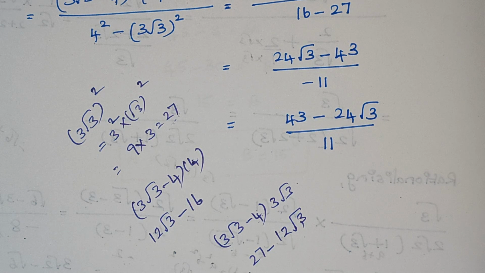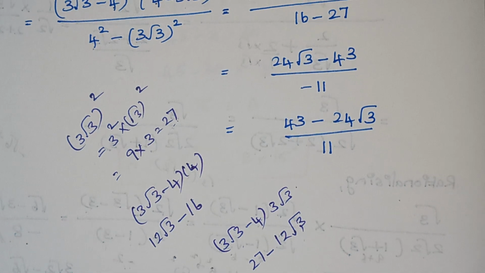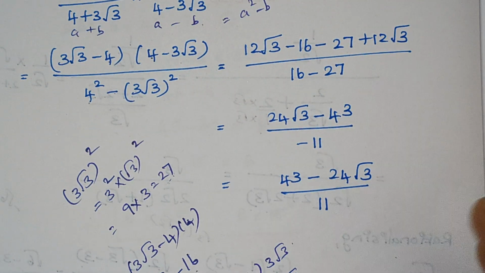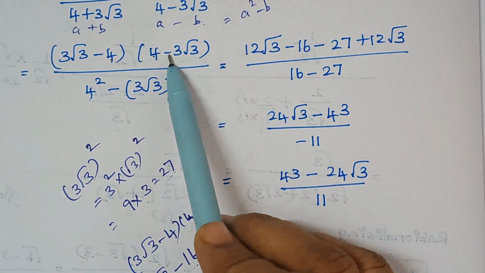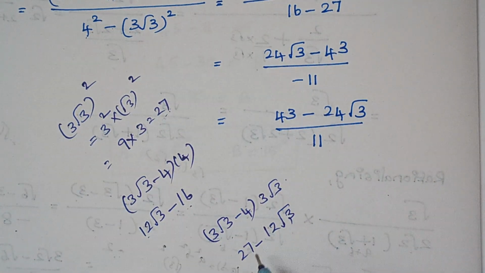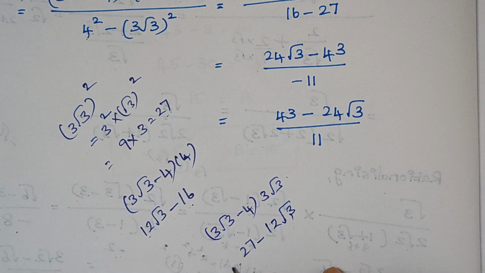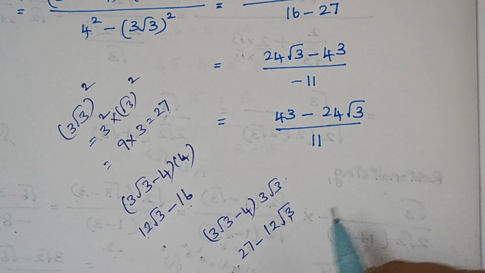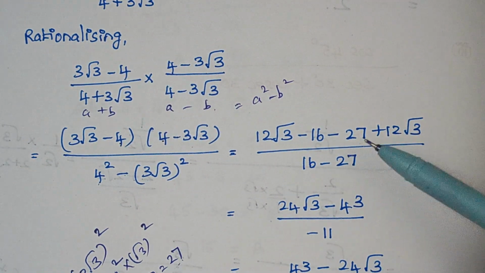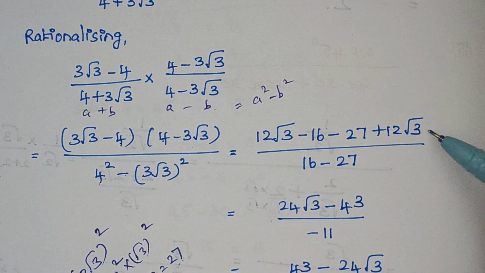Right. So then you can write both the answers together. So first write down this answer. Right. So the next thing is, you see here we are having a minus 3 root 3. So just you have to reverse the sign of the second answer. So here it will be minus 27 plus 12 root 3. Right. So this is what I had written here. Minus 27 plus 12 root 3.